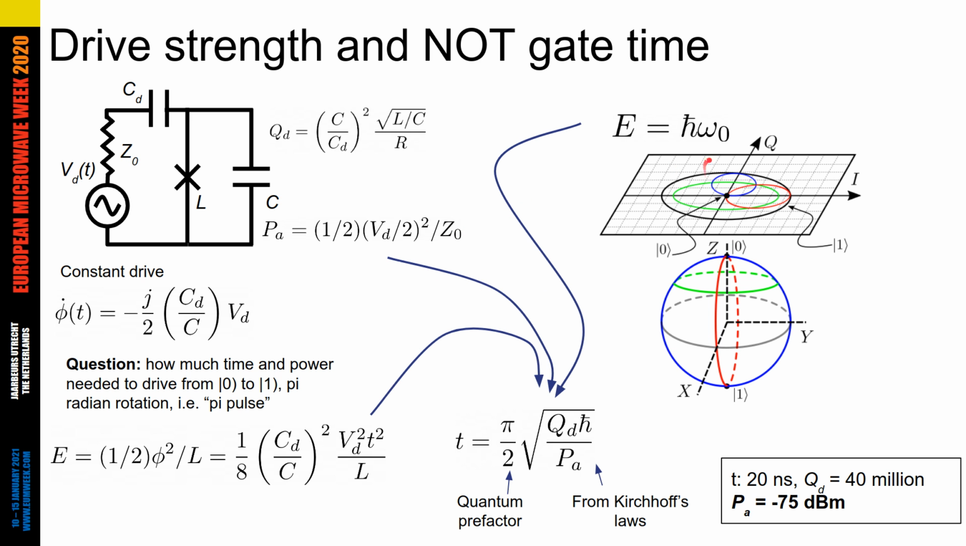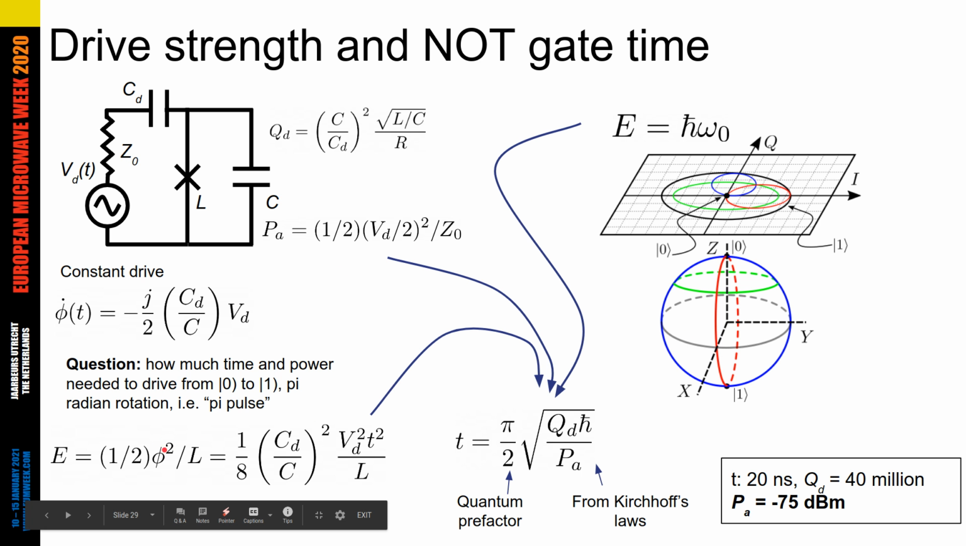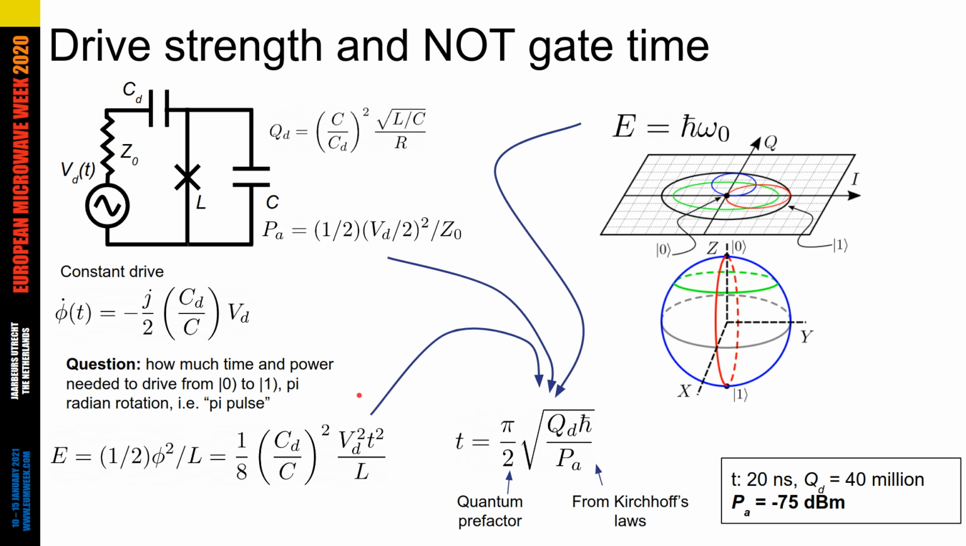Okay, now the energy of this black circle that we mapped down to the 1 state on the Bloch sphere is h bar omega naught, where omega naught is the resonance frequency of the qubit. But we also know that the energy of a resonator is 1/2 phi squared over L. So taking 1/2 phi squared over L and also bringing in the fact that we know what phi is after a certain amount of time from this equation, we can see that the total energy is this equation given here. So it's 1/8 C_D over C squared times the drive voltage squared times T squared over L.